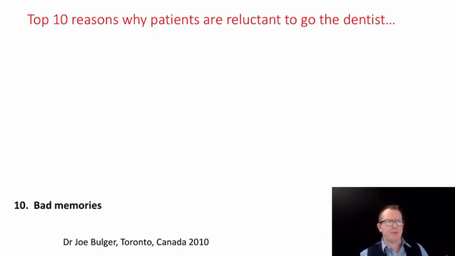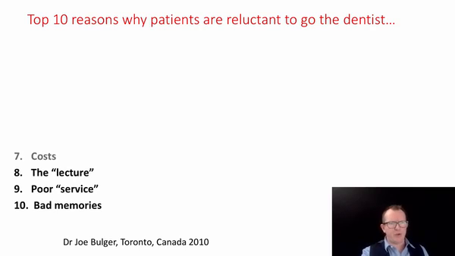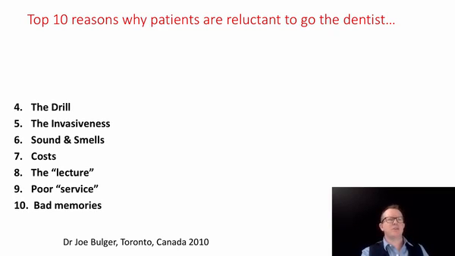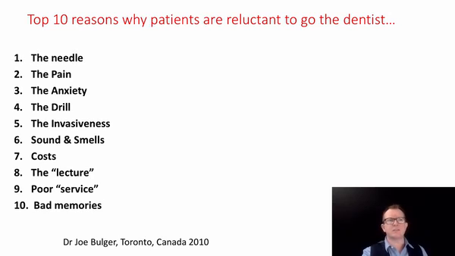I'll go pretty quickly because as we scroll through, you might be surprised by a couple. So for instance, cost. Cost is a factor, but it is clearly not the factor. It's not the reason people don't come, because it's down there in number 7. And as you scroll up, some of the things you think, really, sounds and smells? Well, actually, yeah, some people don't like that sort of stuff. But the top 2 reasons why patients don't come to you and don't come to me is their perception of the pain and the needle.